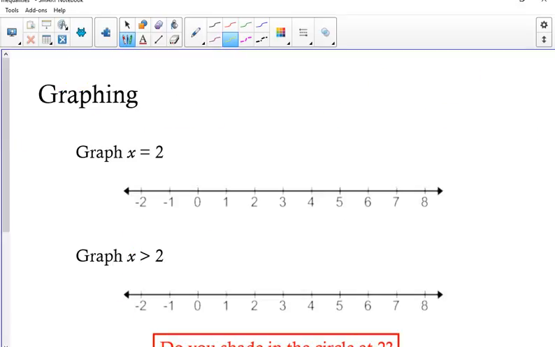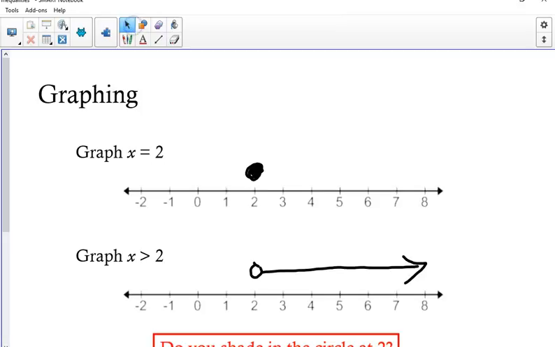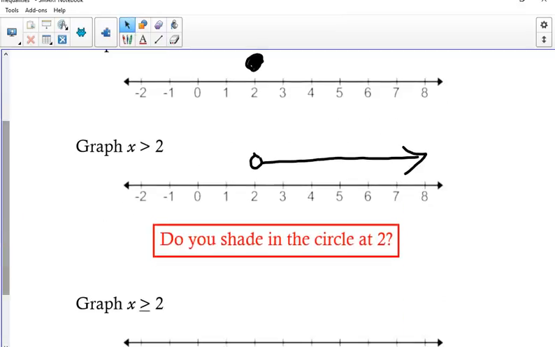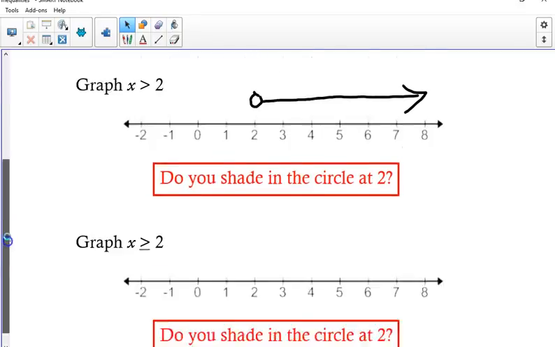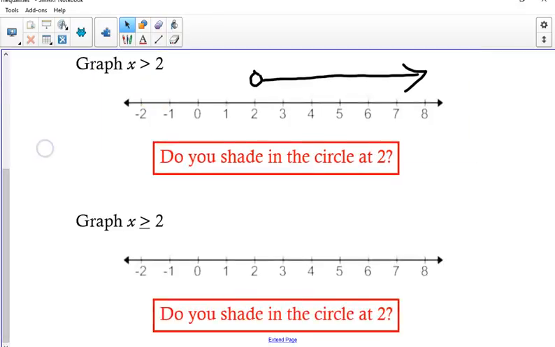So if we're going to graph X equal to 2, that is just a filled in circle at 2 because that is the only point that's included. Now if we're graphing X is greater than 2, that's an open circle, and greater than is going to go to the right. All right? So that's a review of last time. You do not shade the circle on this one because there's no equal to sign, just greater than.